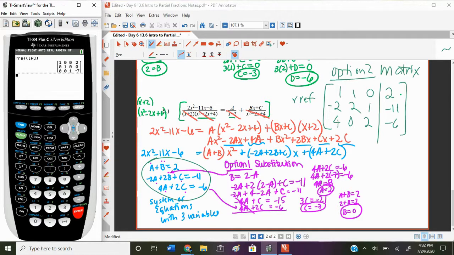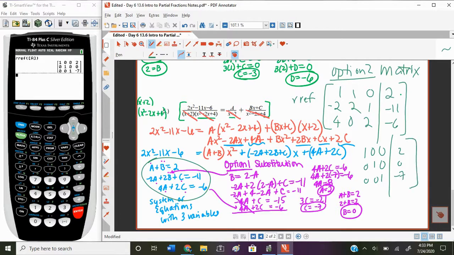This is your solution matrix. It has an identity matrix on one side. And then these are my solutions, 2, 0, and negative 7. So it's a way for your calculator to manipulate the matrix and solve your system of 3 equations and 3 variables without having to go through all of the work like we did in option 1.